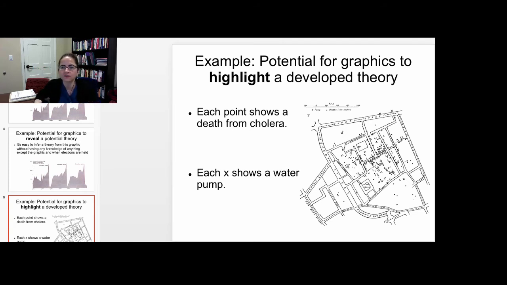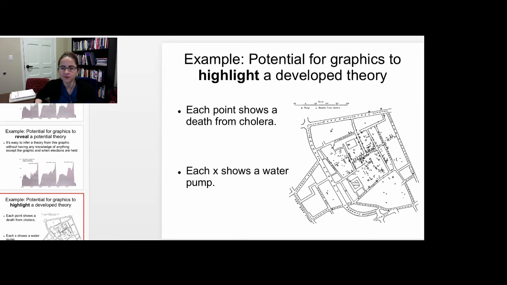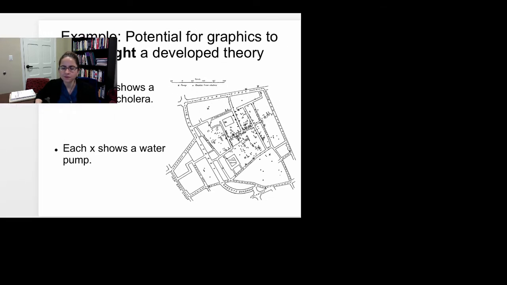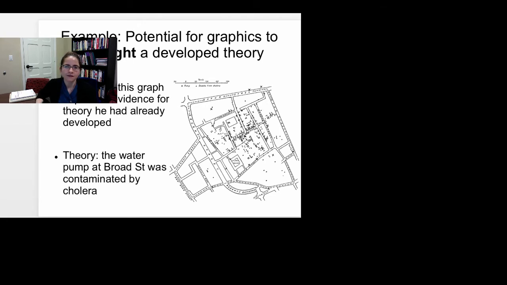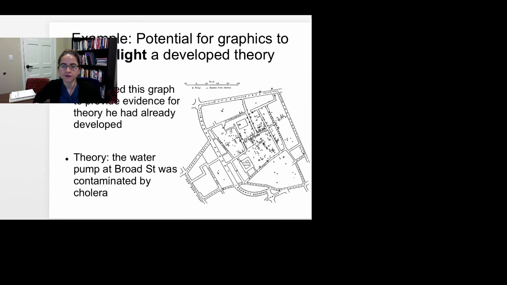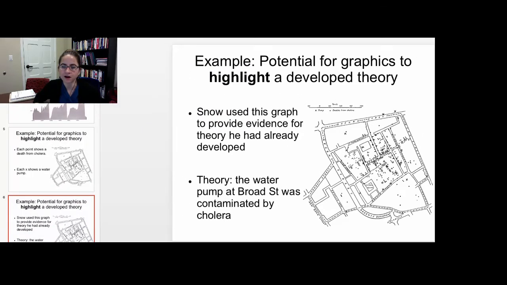Each X shows a water pump. So up here you have a water pump that is not surrounded by lots of deaths. Down here you have another water pump that is also not surrounded by lots of deaths, although a few. And then in the middle, right on Broad Street, you have an X that is surrounded by cholera deaths. So Snow uses this graph to provide evidence for a theory he had already developed, which was that cholera deaths were caused by contaminated water. Now, this is a theory that we all find very obvious today, but was not an obvious theory back in the 1850s, which is not that long ago.